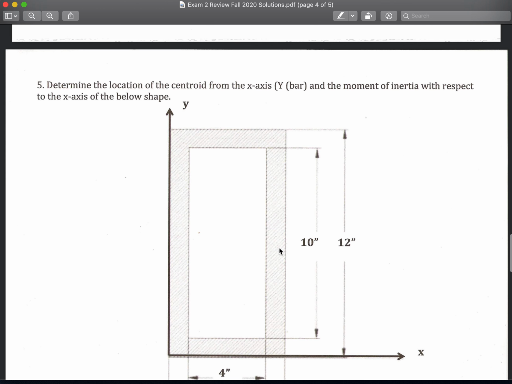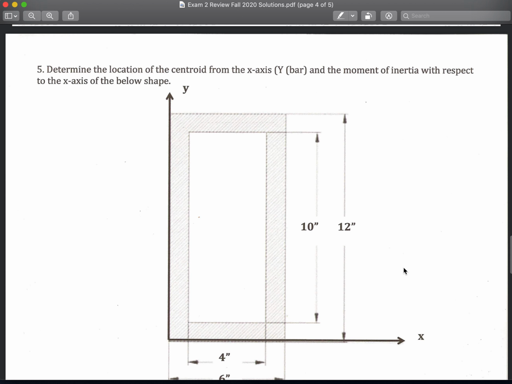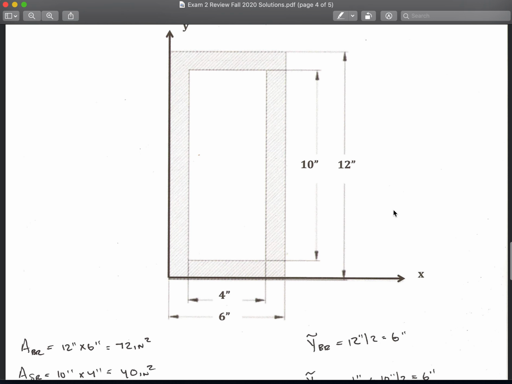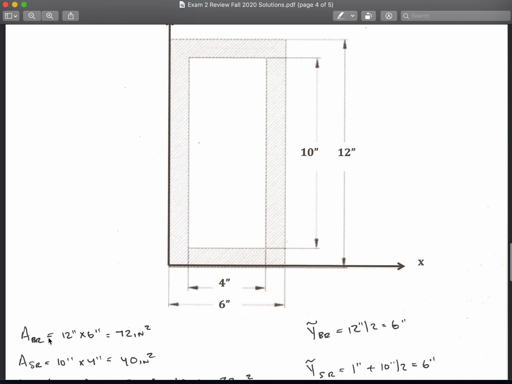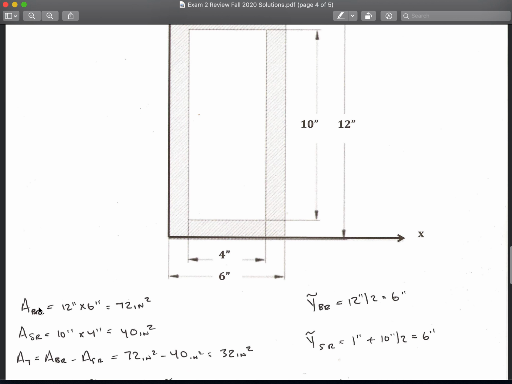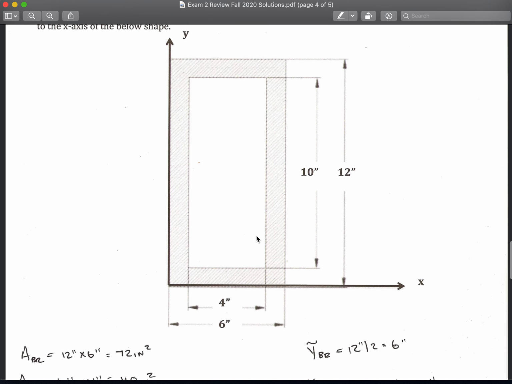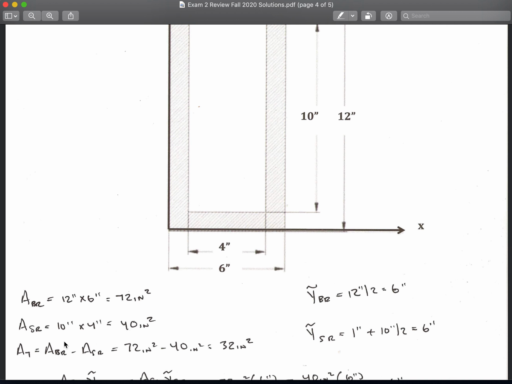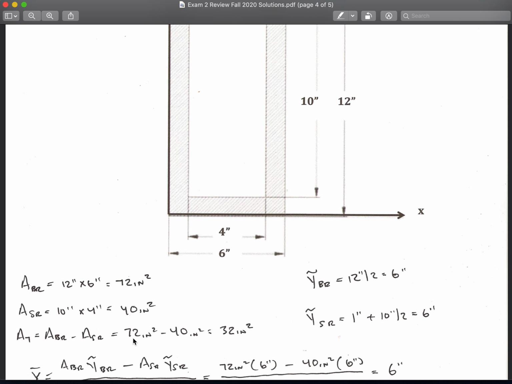Okay, the next problem is to determine the location of the centroid from this x-axis with y bar and the moment of inertia with respect to the x-axis of the below shape. Okay, so it's a square with a missing square inside it, okay, with the proper dimensions. So the first things we need to do is get the areas and the y squiggles for the individual areas. So the area, we'll call the big rectangle, is just 12 times 6, which is 72. Area of the small rectangle is 4 times 10, which is 40 inches squared. The total area is just the difference between the two. 72 minus 40 is equal to 32.